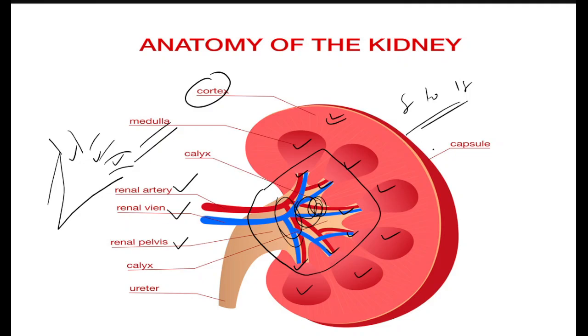Again, the most outer part, or the covering, is the renal capsule. The outer portion, which is darker in color and granular in appearance, is the cortex. The second one is the inner part, the medulla. This medulla contains triangle-shaped pyramids, the medullary pyramids. Then the renal sinus contains the renal artery, renal vein, renal pelvis, major calyx and minor calyx.